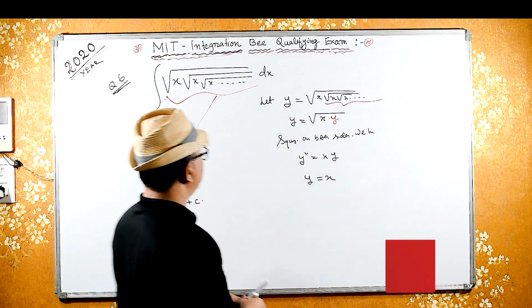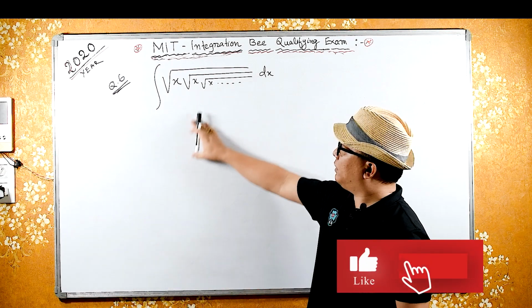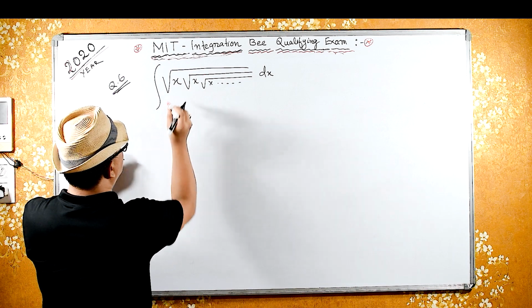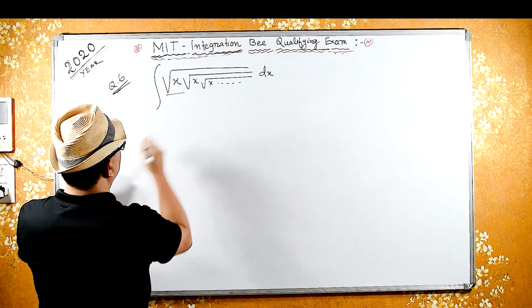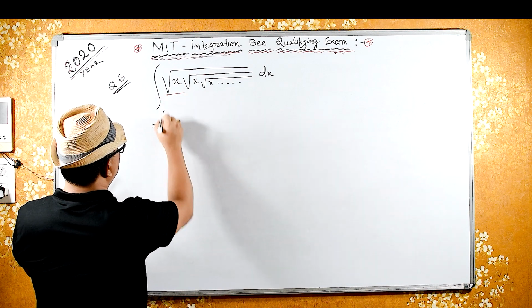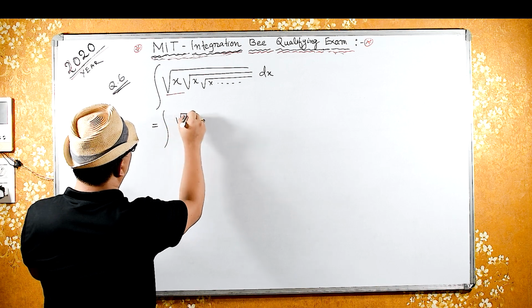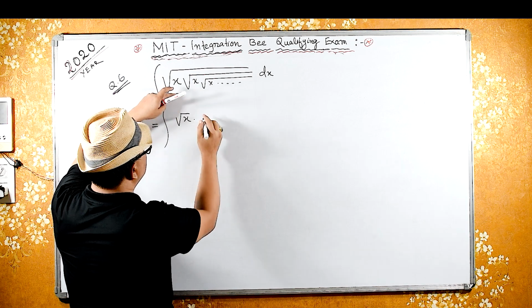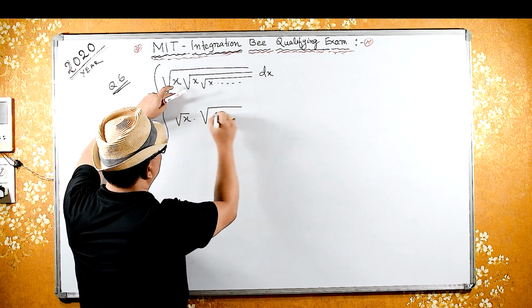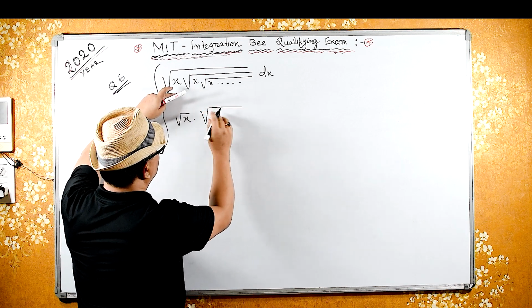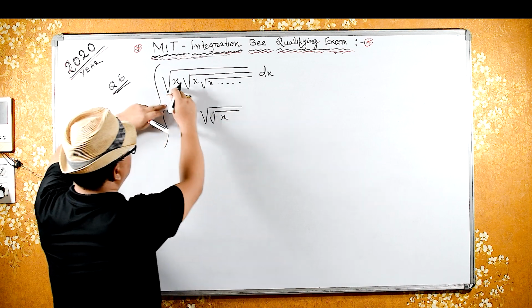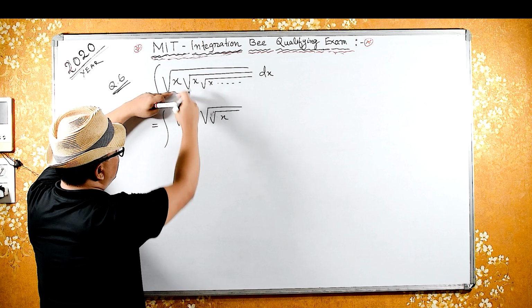Now another way to solve this is, we can separate this. Let's separate this one. This is the same as the integral of square root of x, then the next square root of x, because this is over here.